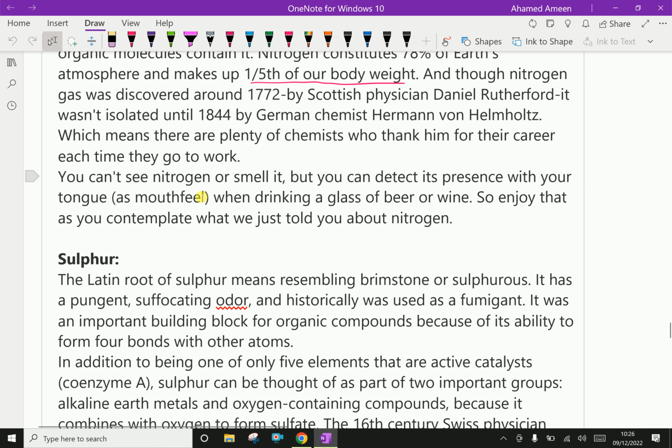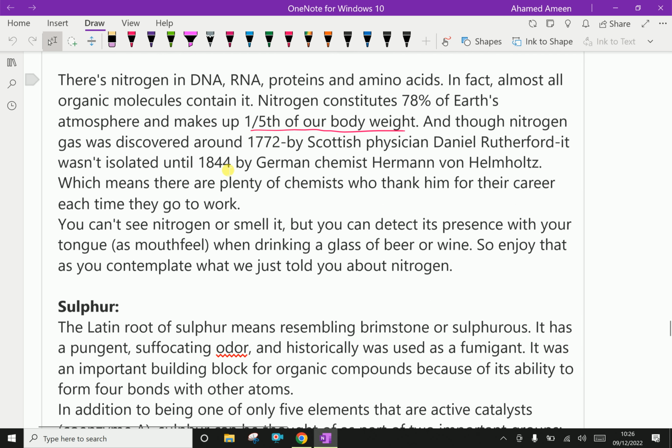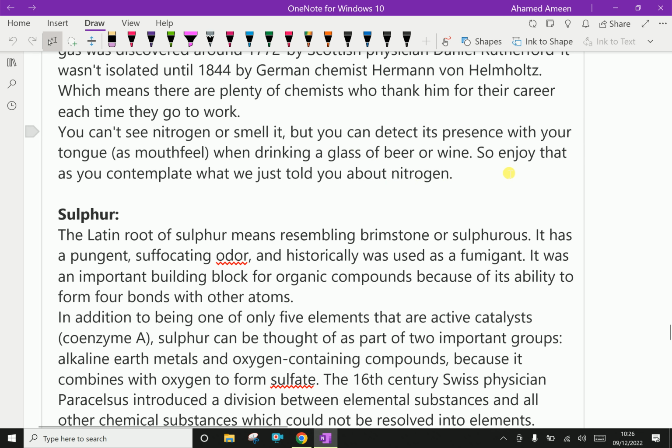You can't see nitrogen or smell it, but you can detect its presence with your tongue as mouthfeel. When drinking a glass of beer or wine, you can feel this nitrogen gas. So enjoy that as you contemplate what we just told you about nitrogen.